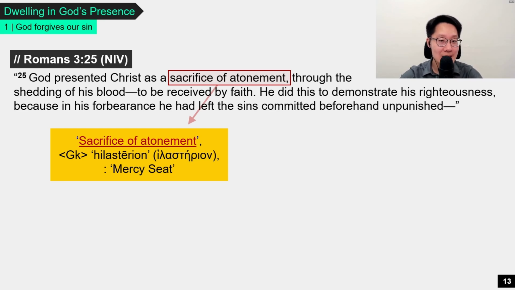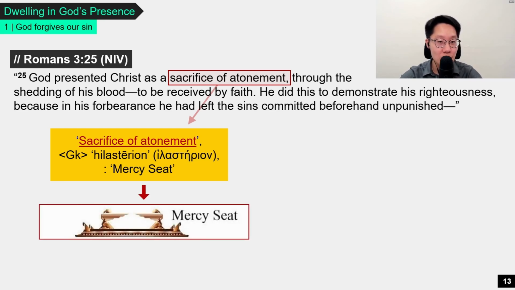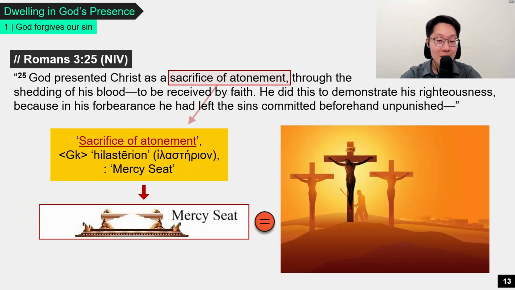And so the mercy seat represents the spiritual cross of Jesus Christ where our sins are forgiven. So when we dwell in his presence, we are reminded that God forgives our sin through the cross of Christ. If you're listening to the devotion this morning and you are struggling with a certain sin or a certain addiction, I want you to know that God wants to forgive you and he wants to enable you to walk in his freedom.